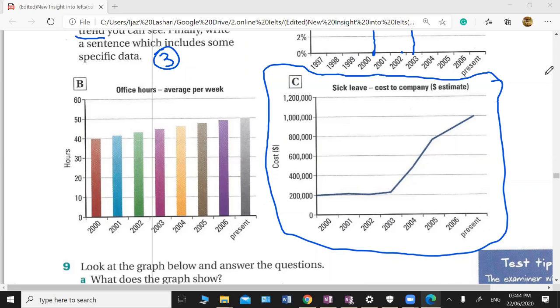From 2000 to 2003 it stayed the same, but then it started increasing, and in 2004 it was 600,000, and in 2005 it reached 800,000, and at present it has reached 1 million. So it's just comparing and giving information, using a variety of words, different vocab, using comparatives, something like that. Okay, Anis, can you speak out and explain it again, please?